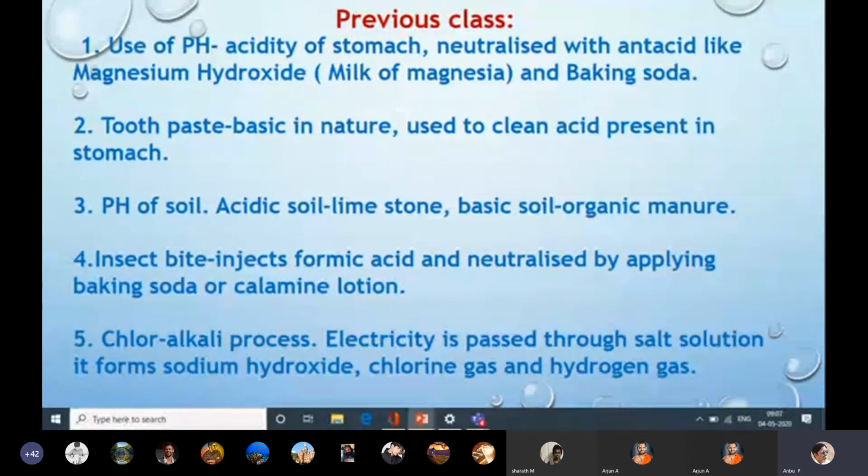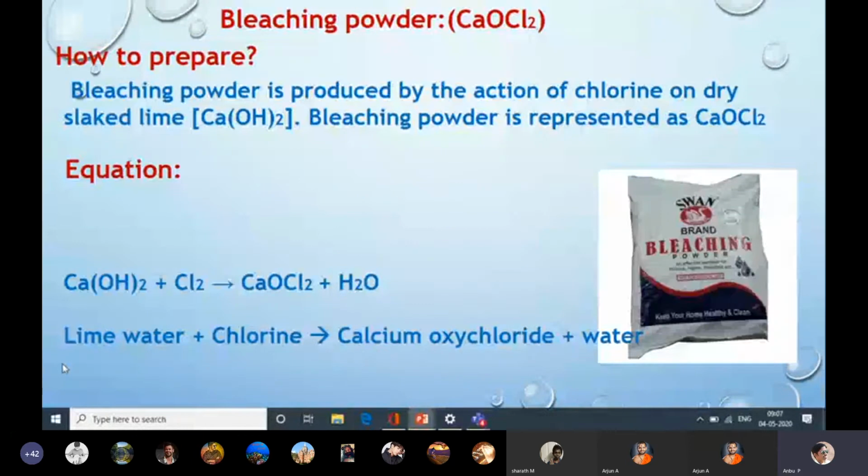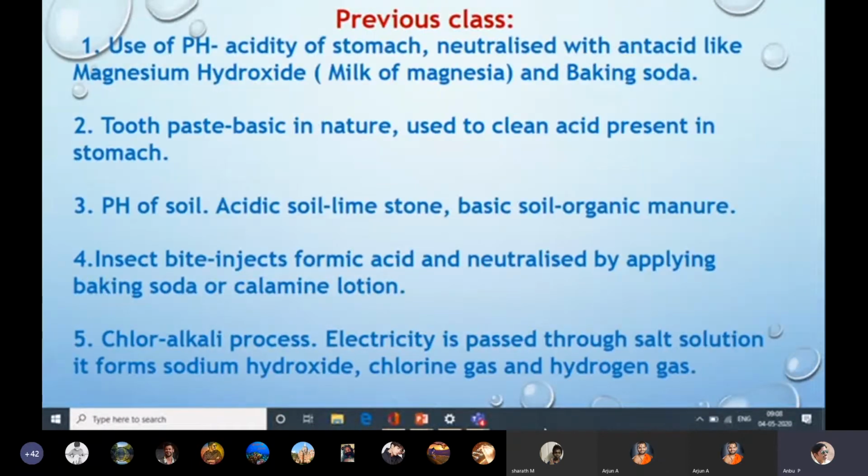Then we saw the final use, that is the chlor-alkali process. So what is this process? A normal salt solution, that is NaCl, when it undergoes electrolytic decomposition, it produces sodium hydroxide, chlorine gas and hydrogen gas. So these are all the various products of the chlor-alkali process. By using this process, we obtain the products called sodium hydroxide, chlorine gas and hydrogen gas. And how has this sodium hydroxide been used?